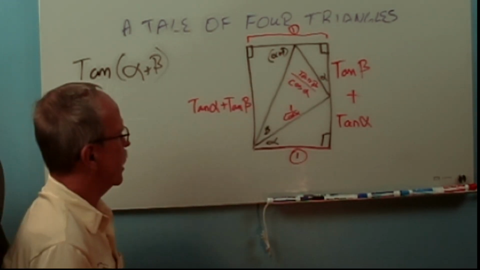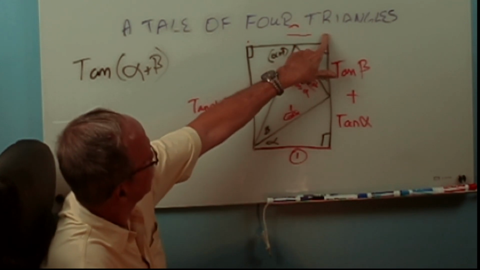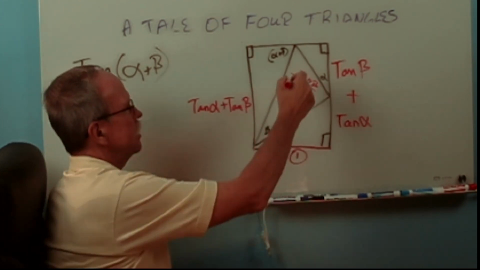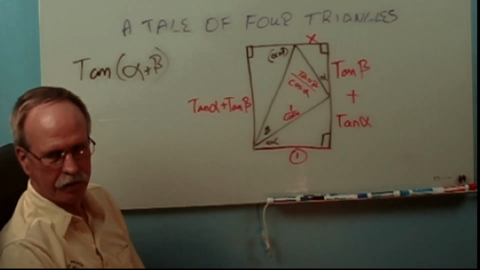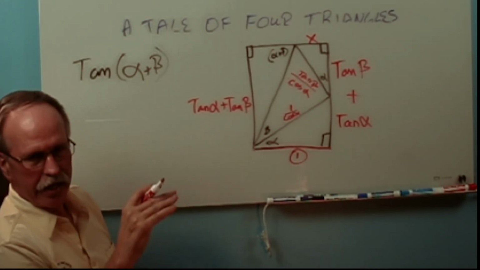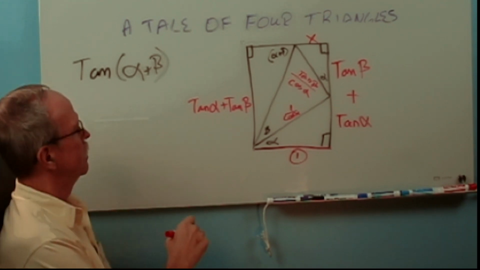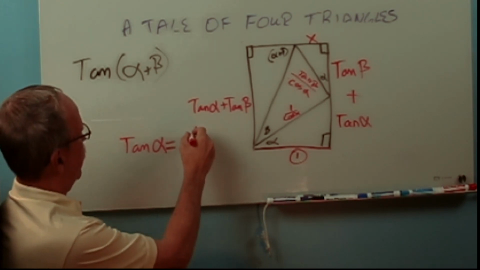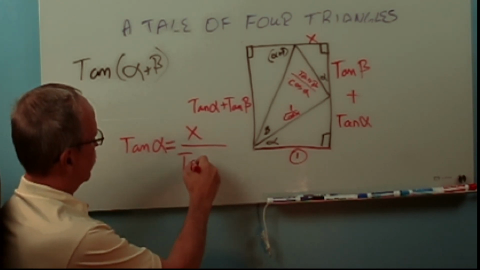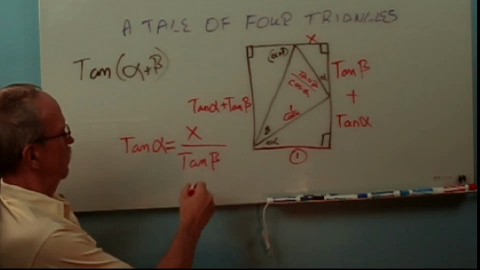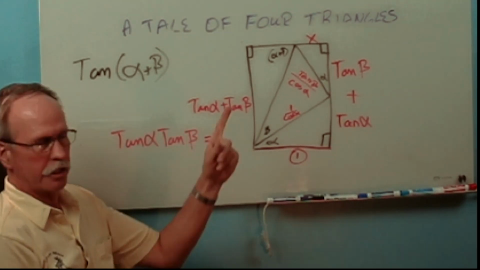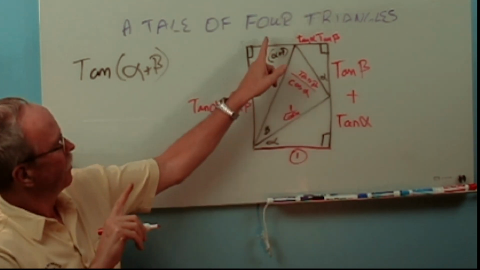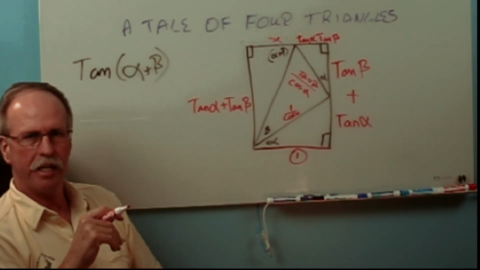Now, let's have a look at these guys up here. What is that right there? Let's see what we have. Once again, we want to use tangents if we can. So tangent alpha will equal x over tangent beta. We move this over here. So let's put that up there. Now we have one more side to solve. That one right there. What does x equal?